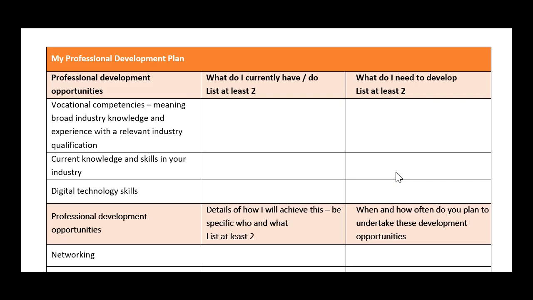So in here, what we're looking at first is vocational competencies, meaning broad industry knowledge and experience with relevant industry qualifications. For example, you might be a safety trainer in your workplace. What kind of skills and knowledge do I currently have? Maybe you've got a Cert 4 in WHS to be able to train safety initiatives in your workplace.